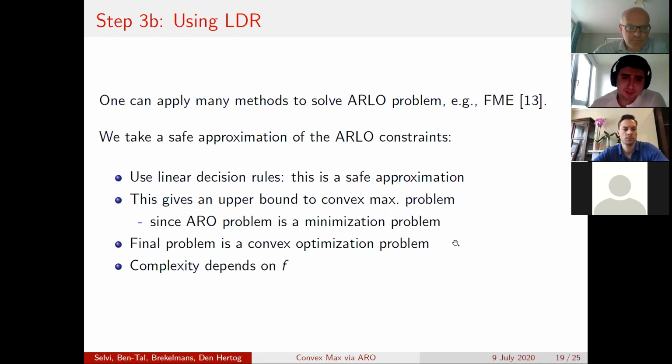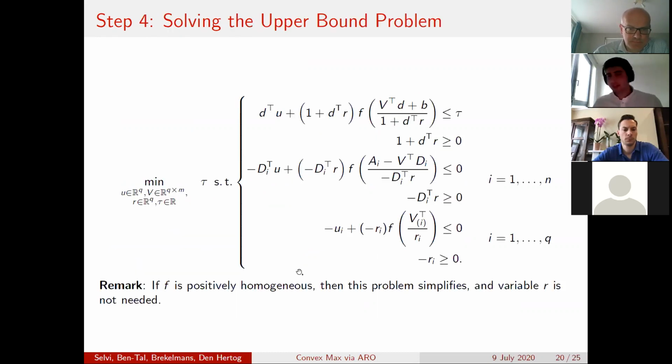And its complexity will depend on f, the function we are maximizing. So specifically, step 4, the upper bound approximation problem, becomes minimizing tau over this system. And in these constraints, we have some non-negativity constraints and the main constraints that are convex and that include the perspective of f.